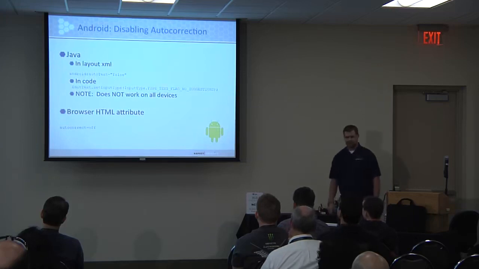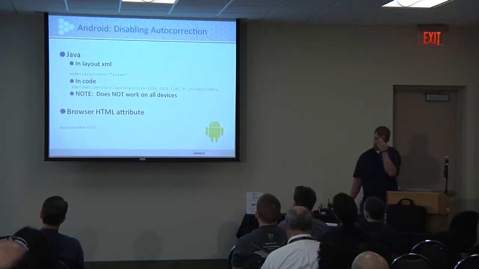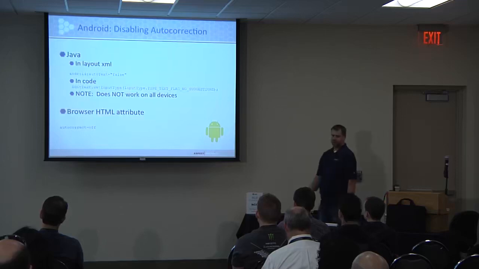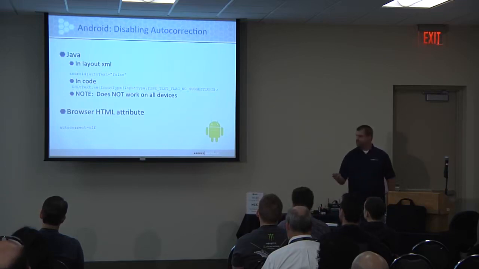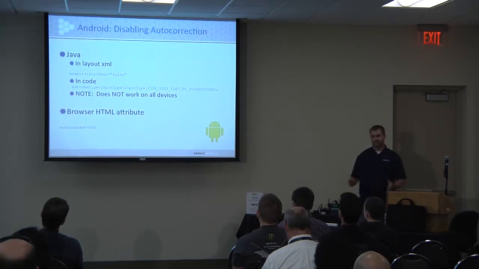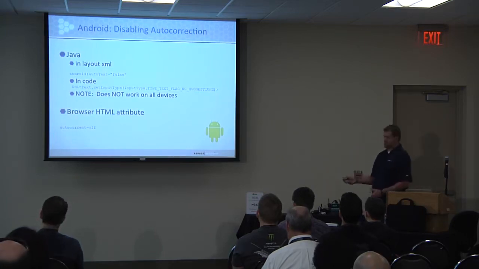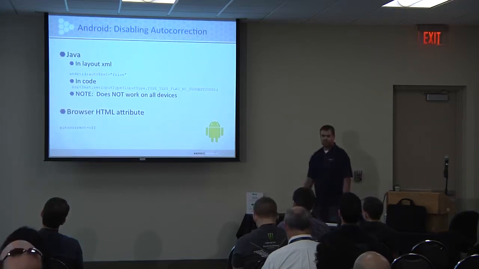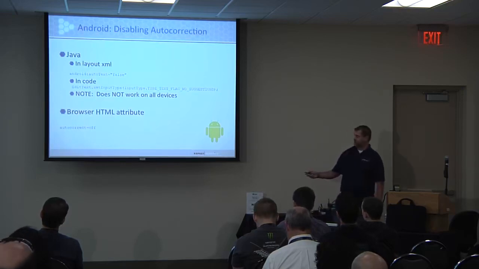Now, Android. Android's its own beast. There's ways to turn this off through either your layout XML or in your code. You can set specific attributes on those text fields, but it doesn't always work. Anyone know why? Anyone? No? Well, in Android, you can have different keyboards. That keyboard may not listen to these attributes. Now, that being said, I still recommend setting them, but just understand as a business and organization that there may be some devices, maybe Swype doesn't listen to the text flag, no suggestions, and so on. So, again, it doesn't always work.